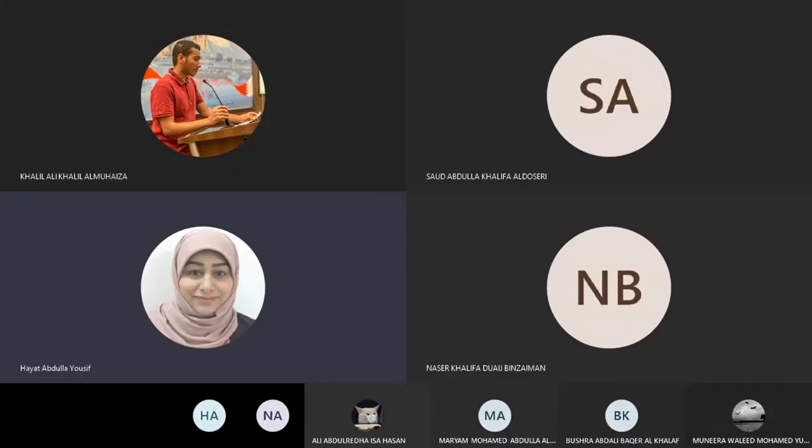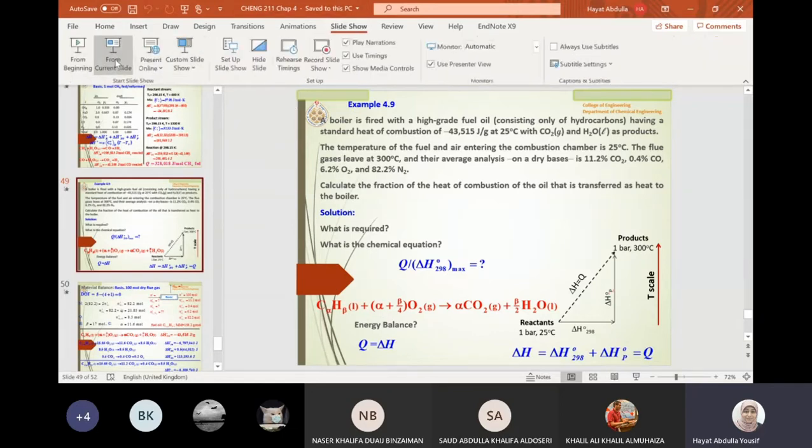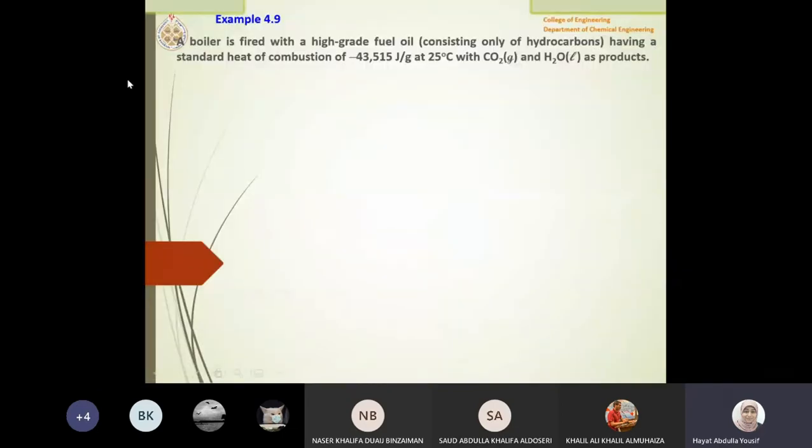I think we shall start. We should finish chapter 4 by now, because it's only that last example, which is example 4.9, to be solved. Just to make sure, can you all see the slides? Example 4.9? Yes? No? Yes. Okay, great.